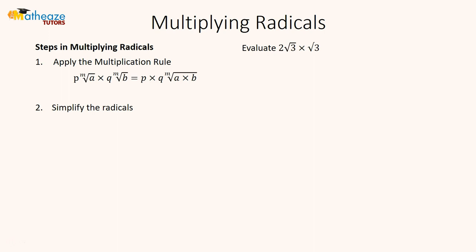Now let's look at the steps in multiplying the radicals. The first thing we're going to do is look at the degrees of the radicals. If the degrees are the same, then we can multiply the radicands. In this case, the degrees are the same. So we have 2 square root of 3 times 3, which is 2 square root of 9, which is 2 times 3, which is 6.